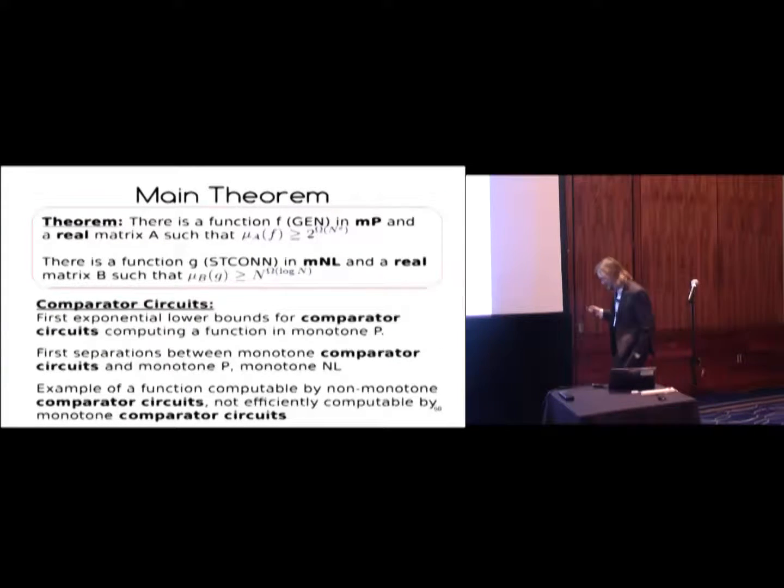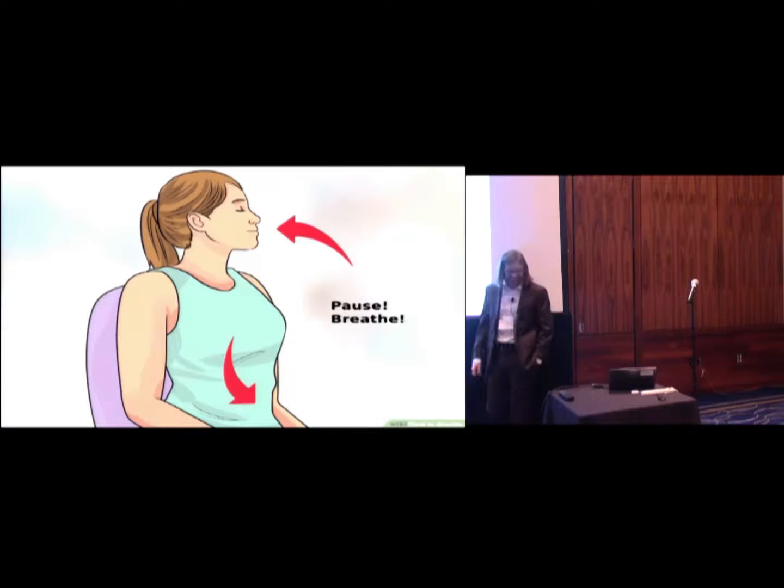Okay. So for comparator circuits, we basically get the same set of results. You know, the first exponential lower bounds for comparator circuits within monotone P, first separations between comparator circuits in P and NL. And this is actually quite interesting because we know that non-monotone comparator circuits can compute everything in NL, right? So this is a non-monotone monotone separation, which is good to know, I guess. Yeah. All right, so let's pause for a second, take a breath.